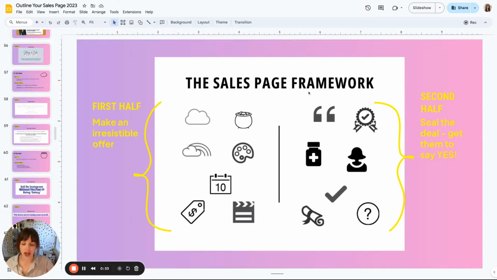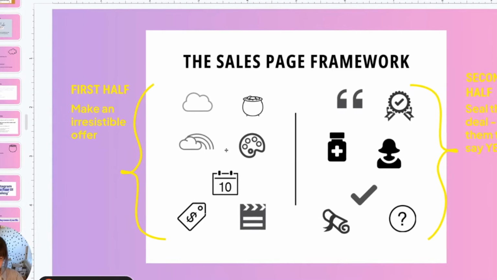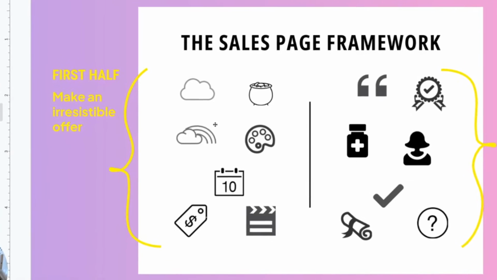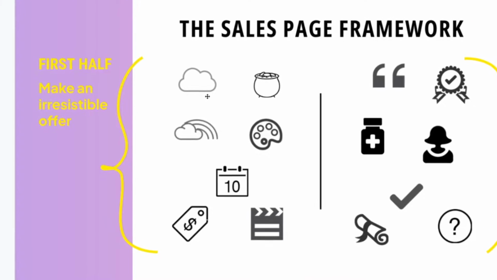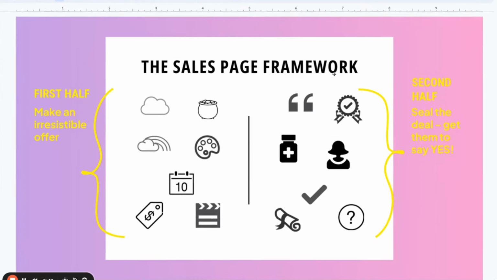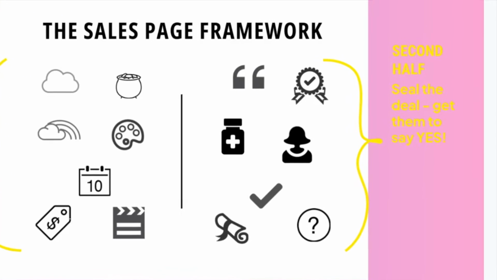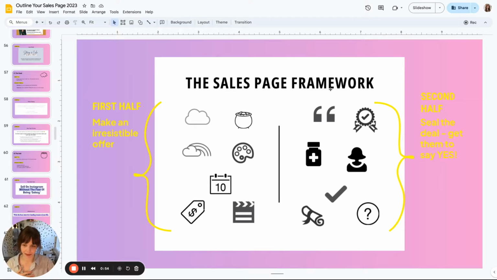All right, so let's talk about each of these icons. The first half right here, this first seven, are going to make the offer. When I say make an irresistible offer, the second half of your sales page is where they already want your offer, but now you have to seal the deal, push them over the fence, get them to say yes. All right. So let's go over each of the icons.